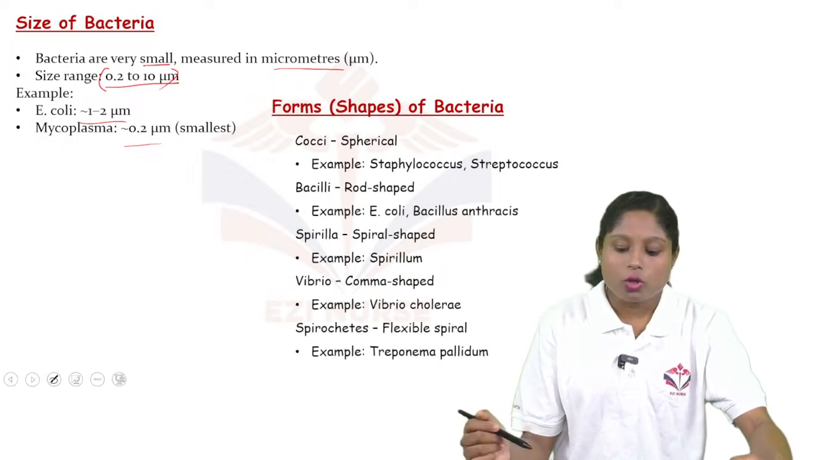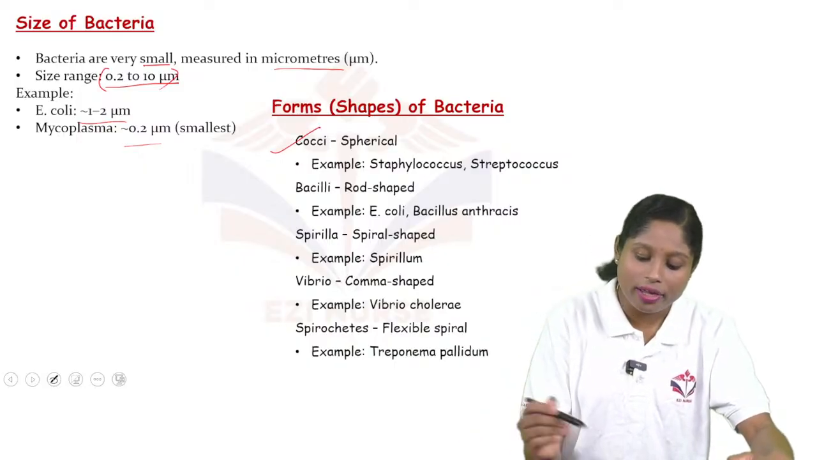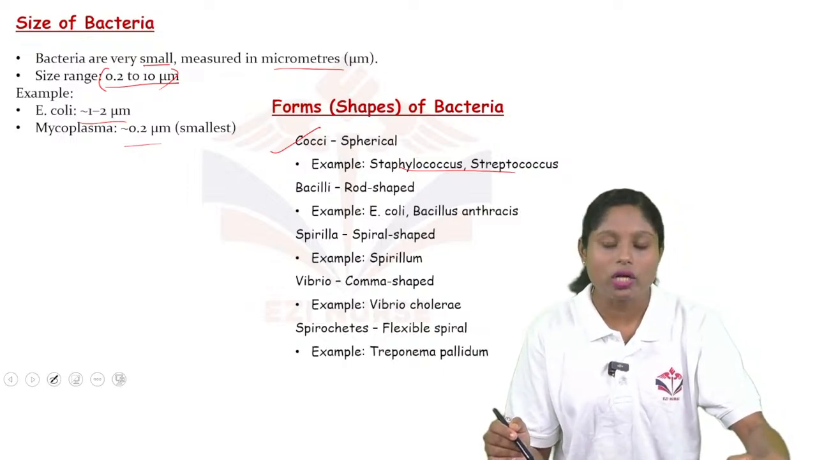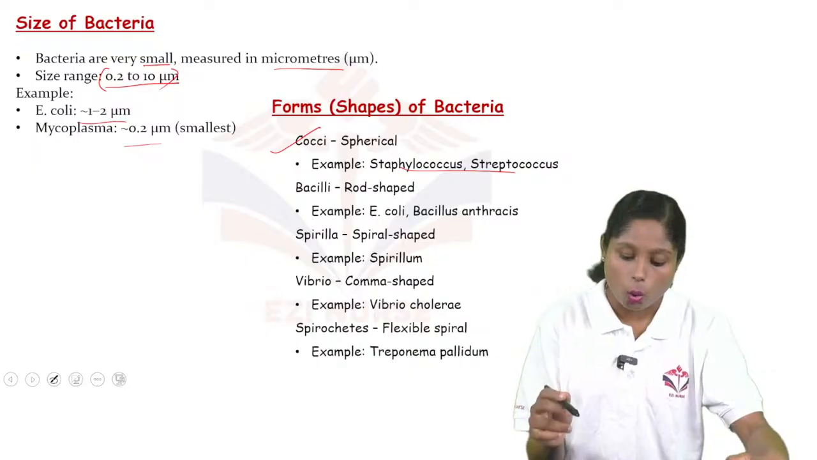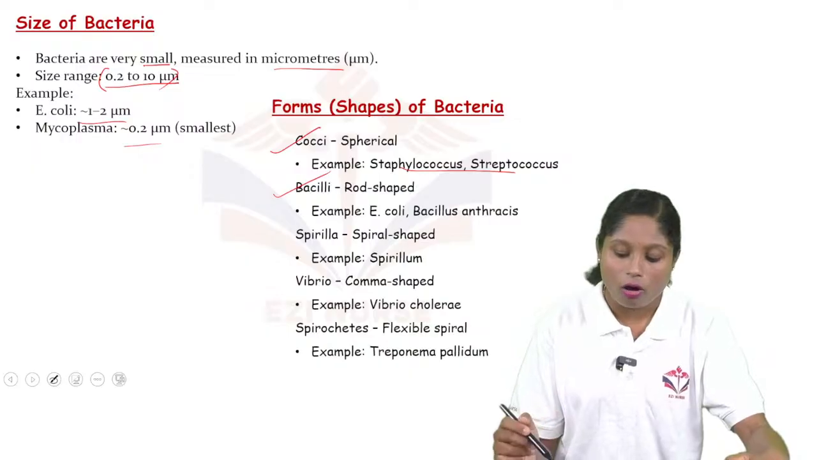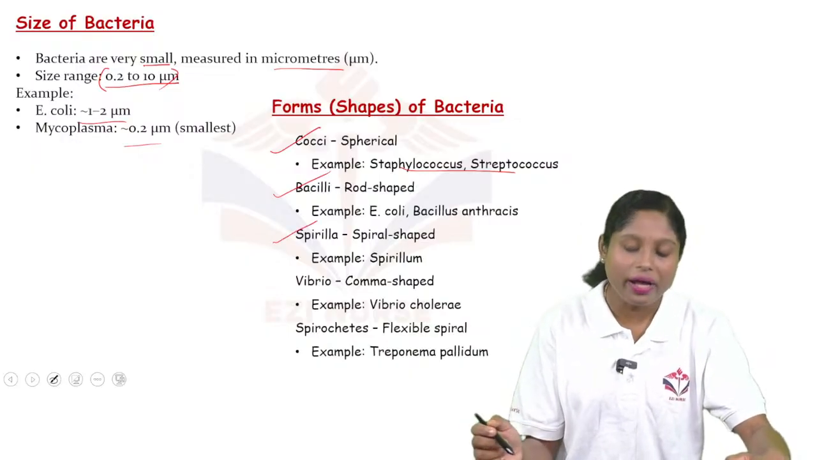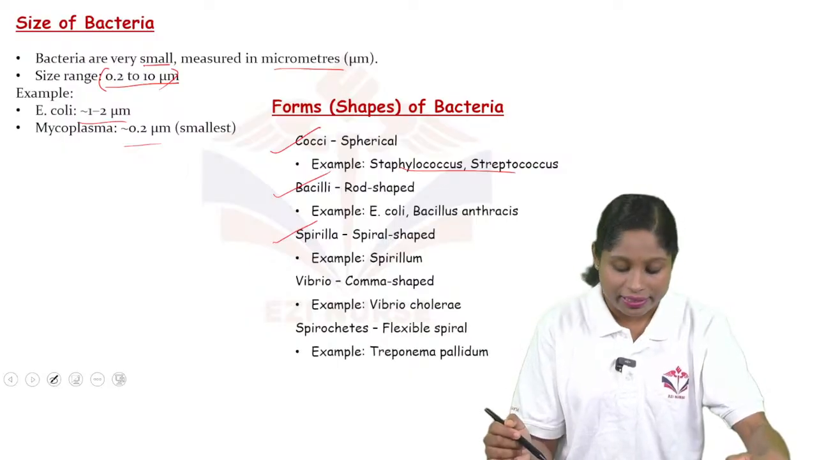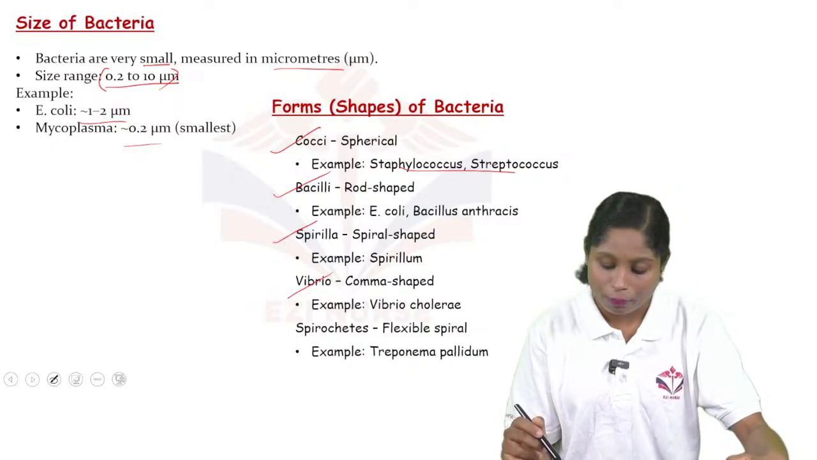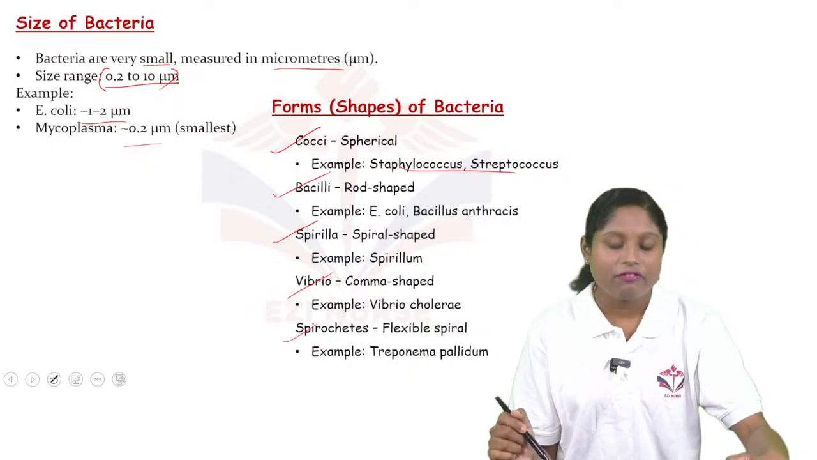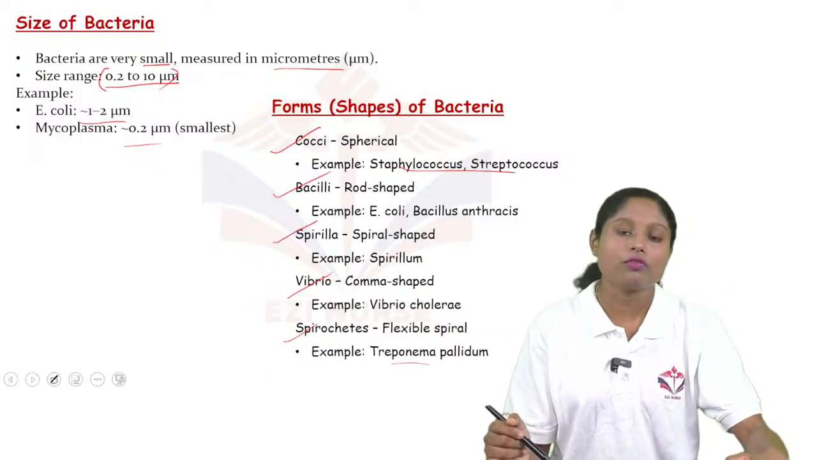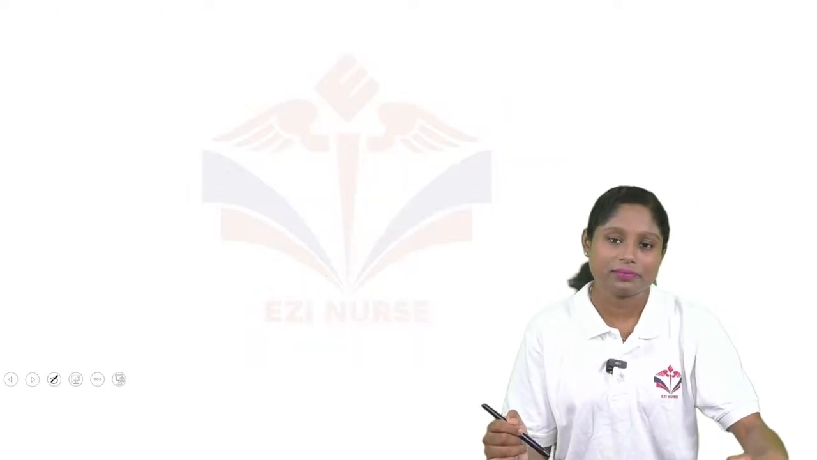Next we will discuss forms or shapes of bacteria. What are the main shapes? Cocci or spherical shape. Examples, Staphylococcus and Streptococcus. Bacilli or rod shaped. Examples, E. coli or Bacillus anthracis. Spirilla or spiral shape. Example, Spirillum. Vibrio or comma shaped. Example, Vibrio cholerae. Spirochetes, flexible spiral. Example, Treponema pallidum. So these are the forms or shapes of bacteria with examples.